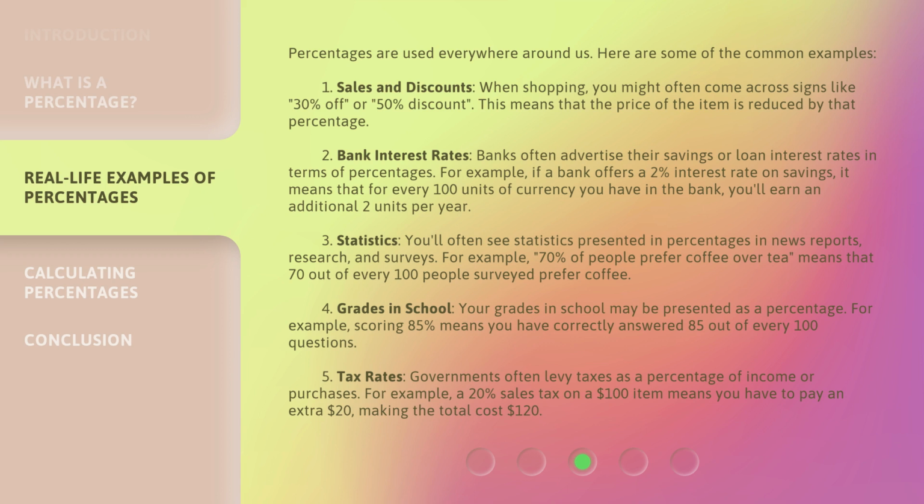5. Tax rates. Governments often levy taxes as a percentage of income or purchases. For example, a 20% sales tax on a $100 item means you have to pay an extra $20, making the total cost $120.